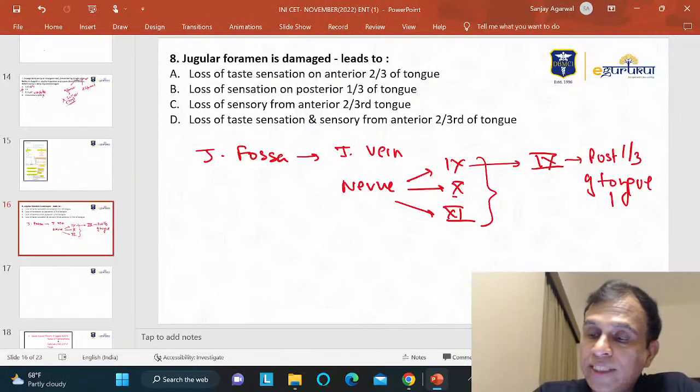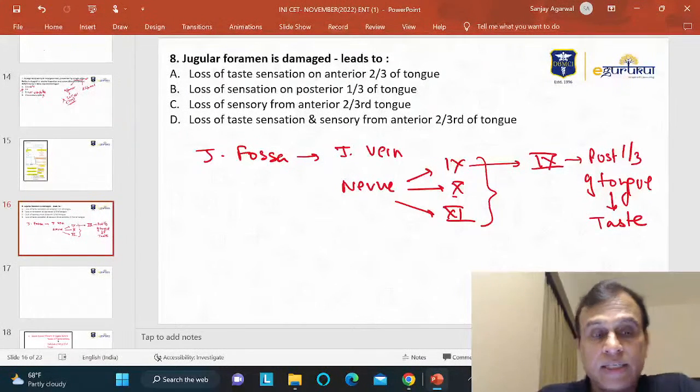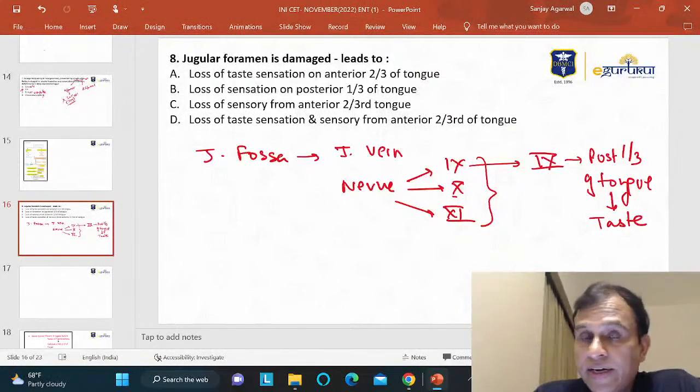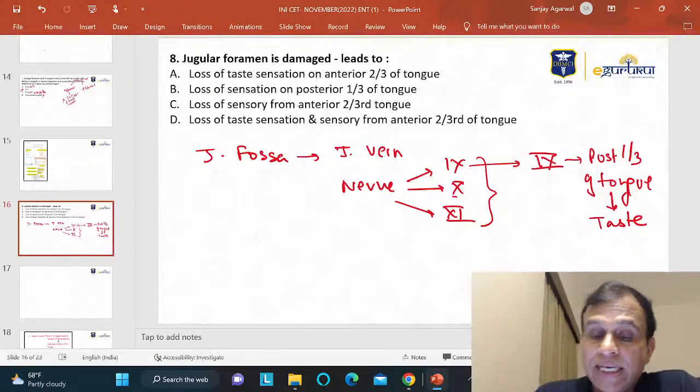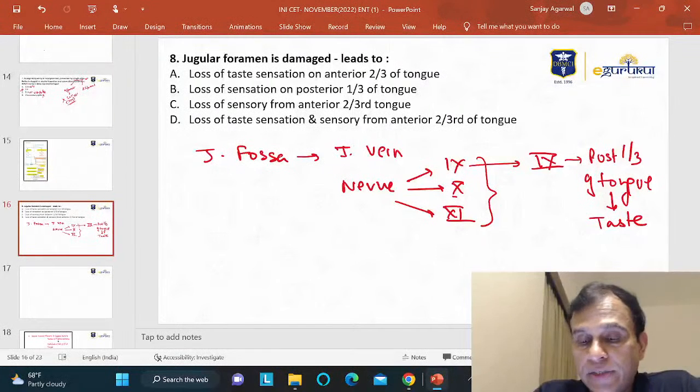And what does it supply in the posterior one-third of tongue? 9th nerve supplies taste as well as sensory of the tongue. Taste plus sensory of the tongue are supplied by the 9th nerve. So whatever is given in the posterior one-third of the tongue can be affected when the jugular fossa is damaged. Anterior two-third of the tongue is not supplied by the 9th nerve.